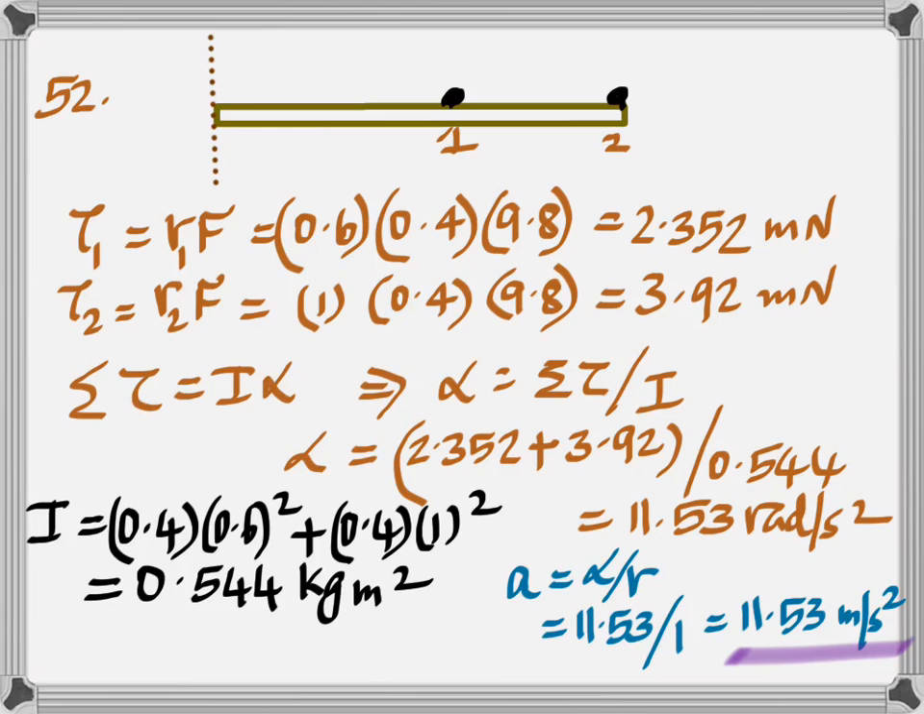What? Alpha is a by R. Check that. It won't change the answer though, but that's a mistake. Alpha is a by R, isn't it? Yeah, it won't change the answer, but I noticed it, not you. Okay. Alpha is a by R. So you get 11.53 meters per second squared. See, it happens.